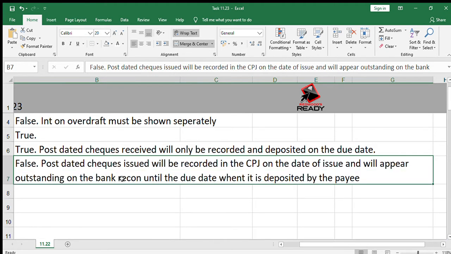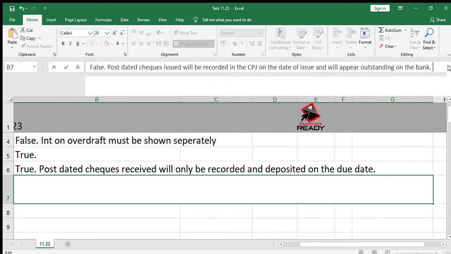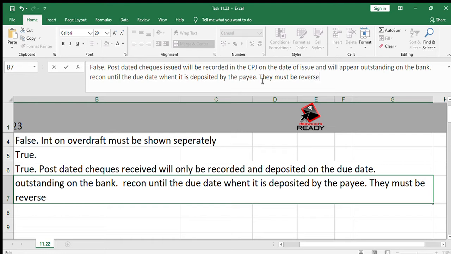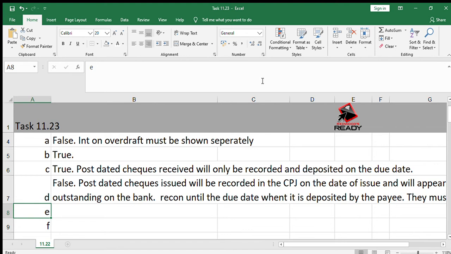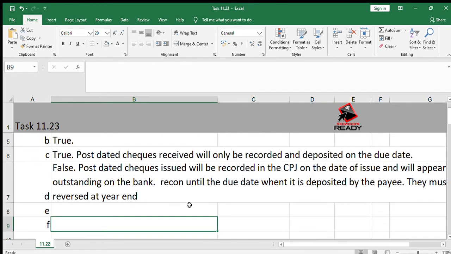Another note here is that they must also be reversed at your year end. Now the reason post-dated checks are reversed at year end is because of the GAAP concept prudence, which states that assets must not be overstated and liabilities must not be understated.